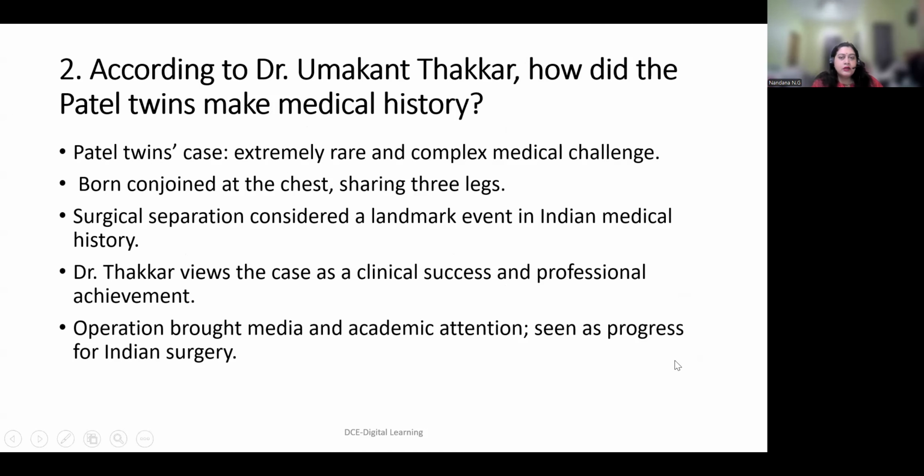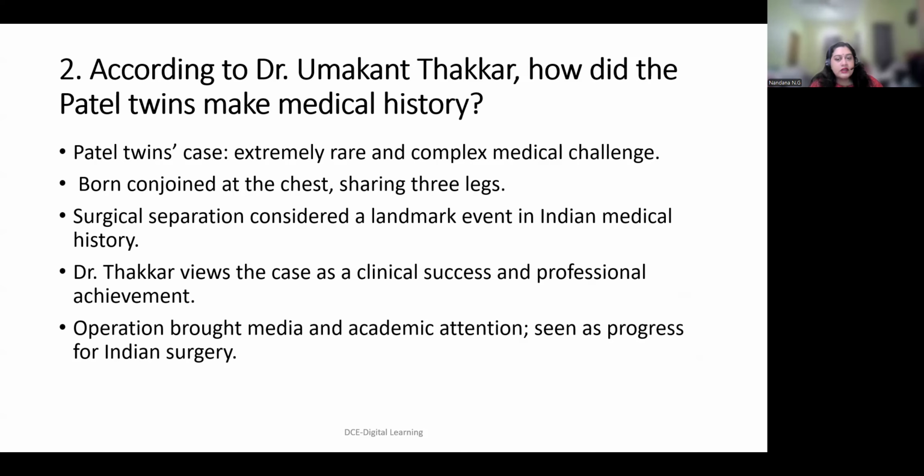The second question, according to Dr. Umakant Thakkar, how did Mr. Patel's twins make medical history? According to Dr. Umakant Thakkar, the Patel twins case is extremely rare and a more complex medical challenge. They both were born conjoined at the chest, sharing three legs. Surgical separation is considered a landmark event in Indian medical history.